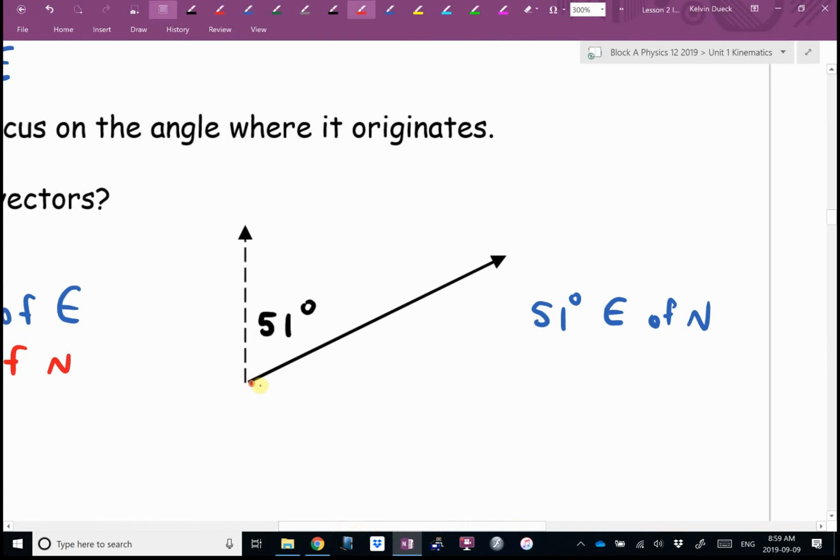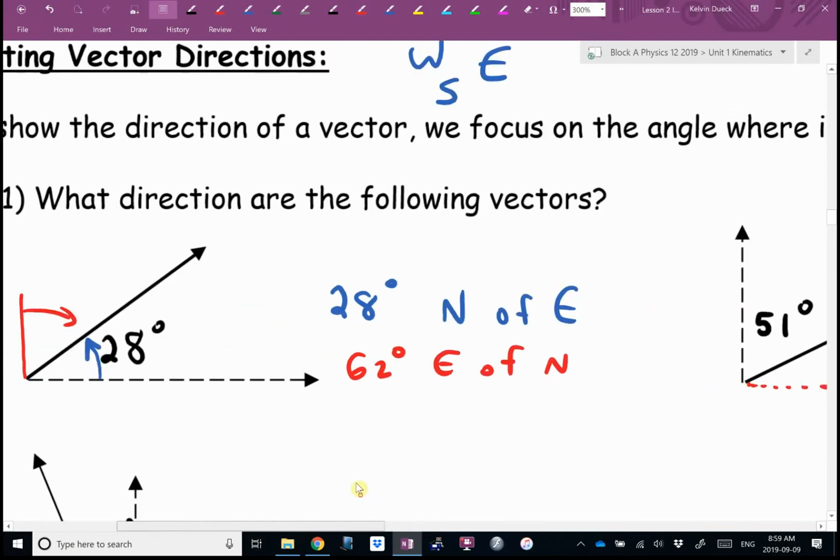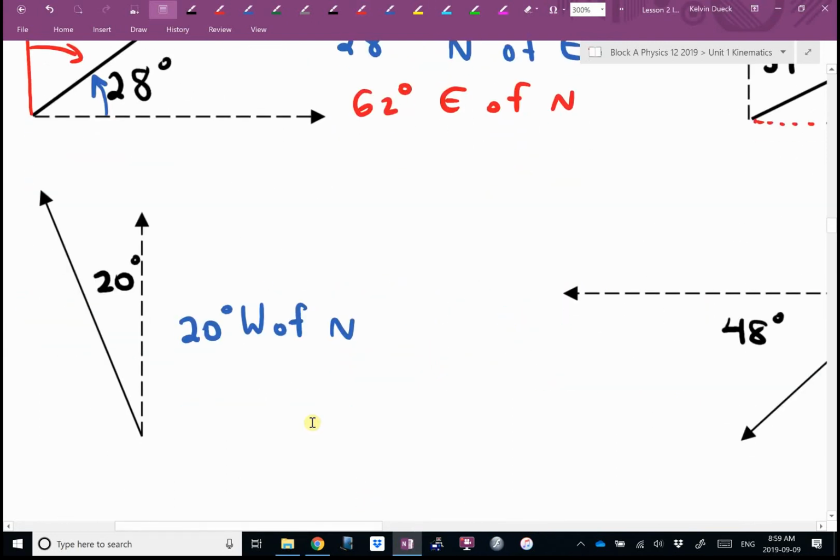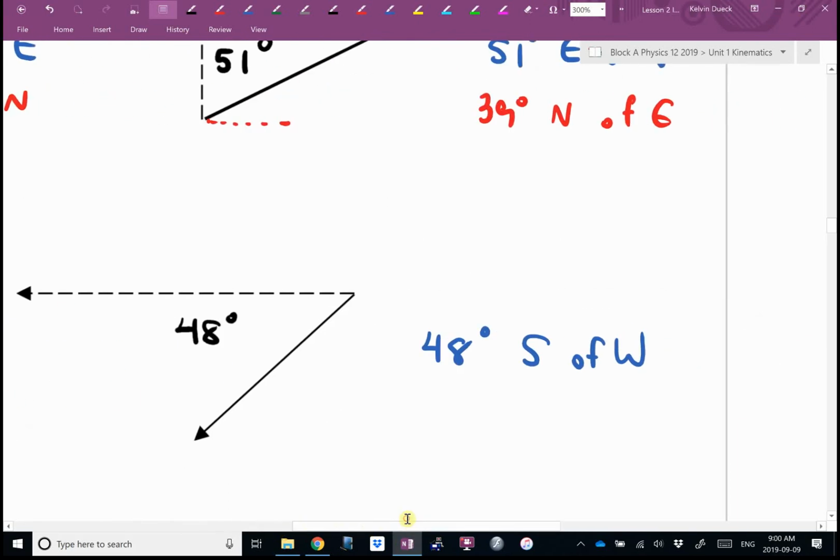So what's another way to write 51 degrees east of north? 39 degrees north of east. Same answer. Another way to write 20 degrees west of north is 70 degrees north of west. And that would be if you were talking about that one there. Gets you to the same spot. 48 degrees south of west is the same as 42 degrees. What of what? North of south, east of west, what of what? And that would be that angle there.